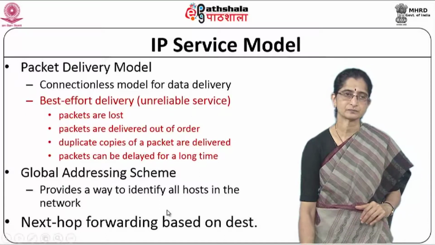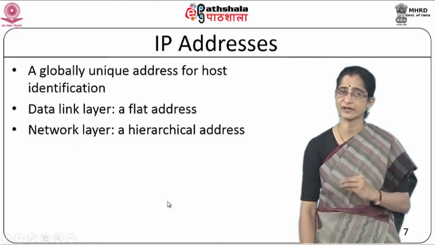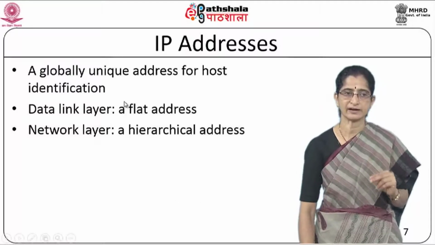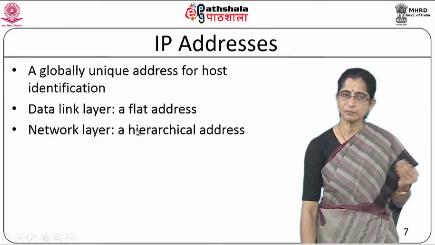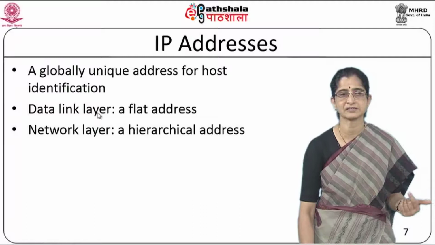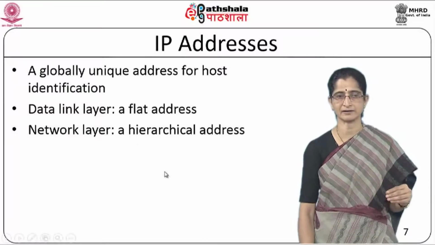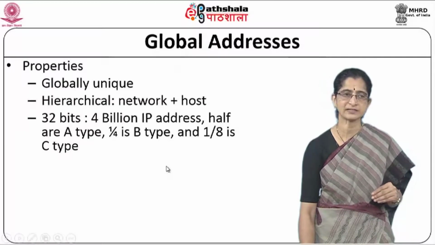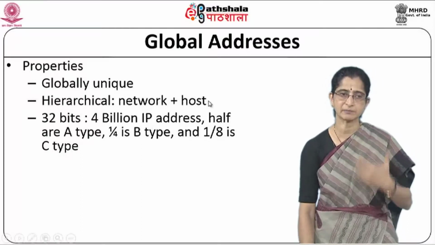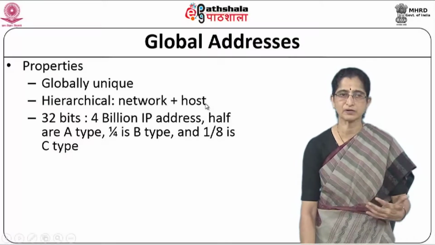Okay. So, let us first take a look at the IP addresses, because that is the key to identifying the nodes in a network. Okay. So, we said that it provides us a globally unique address for host identification. Now, normally the addresses that we have at the link layer are flat addresses. But what IP addressing does is at the network layer, it gives us a hierarchical address. What we mean by a hierarchical address is that it has a network part plus a host part. So, the complete address can be broken down into multiple parts, basically at least two parts, the network part and the host part.